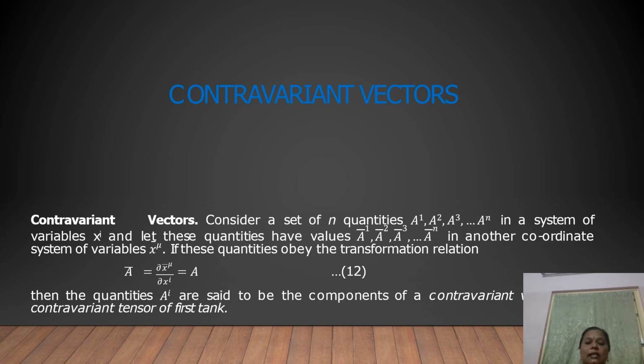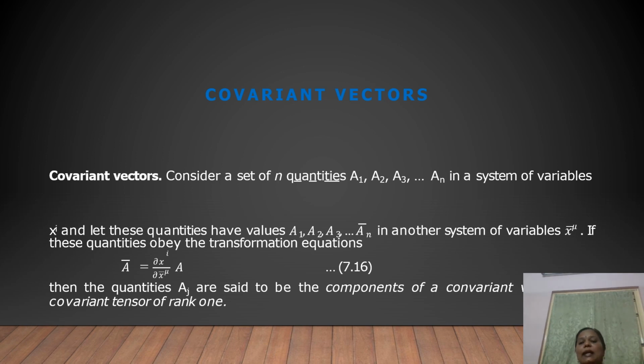Since here the index consists of only one variable, it can be referred to as a contravariant tensor of rank 1, or first rank. Similarly, covariant vectors: if I have two systems, one with a system of variables xi, the other with a system of variables x̄^μ, and the transformation equation applies like ā_μ = ∂x^i/∂x̄^μ · a_i, then the quantities a_i are said to be the components of a covariant vector of rank 1. Since we have used only one index, the rank becomes 1.